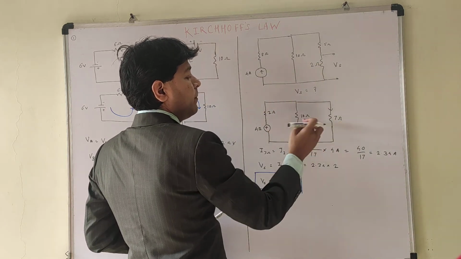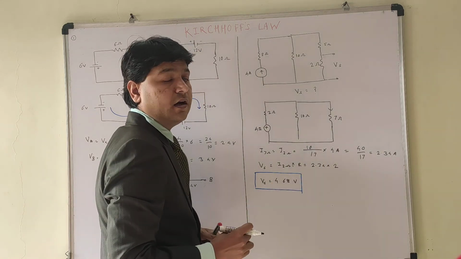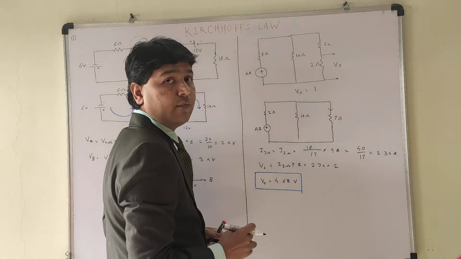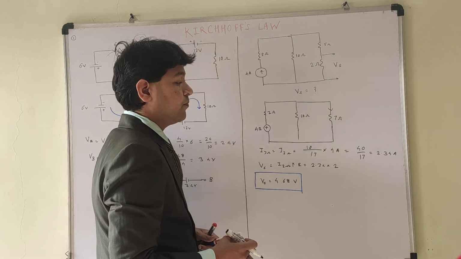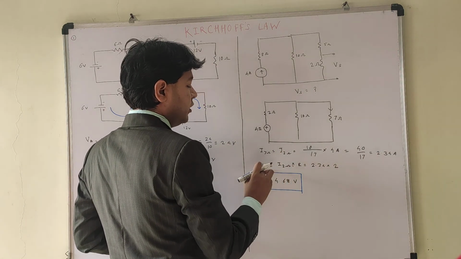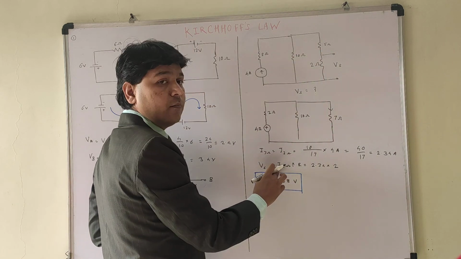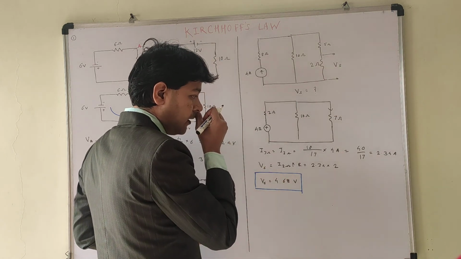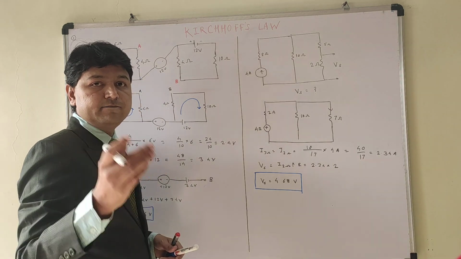What we have done here is exactly the opposite case. Two resistors are in parallel, and we need to find the current flowing through the 7 ohm. We applied the current division formula: the opposite resistor, that is 10, upon the addition of the two, that is 17, into the total current, 4 ampere. From this we calculated 2.34. This is I 7 ohm, which is nothing but I 2 ohm. We have to calculate Vs, which is I 2 ohm into R, 2.34 into 2, so this is coming 4.68. I hope that you understood this, and thank you so much.